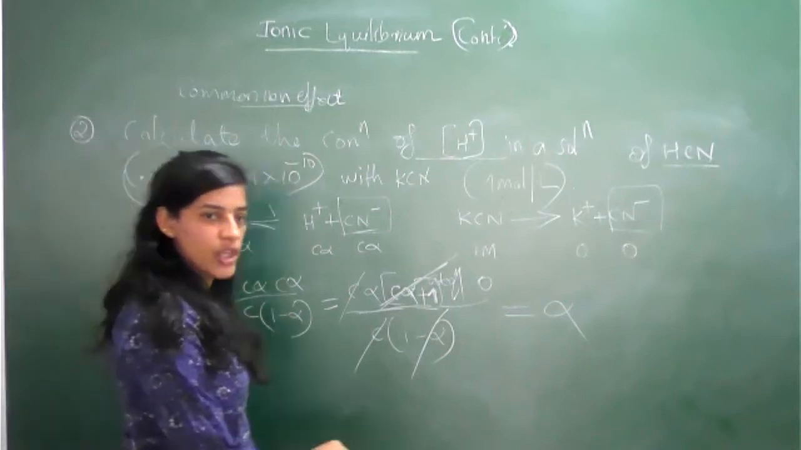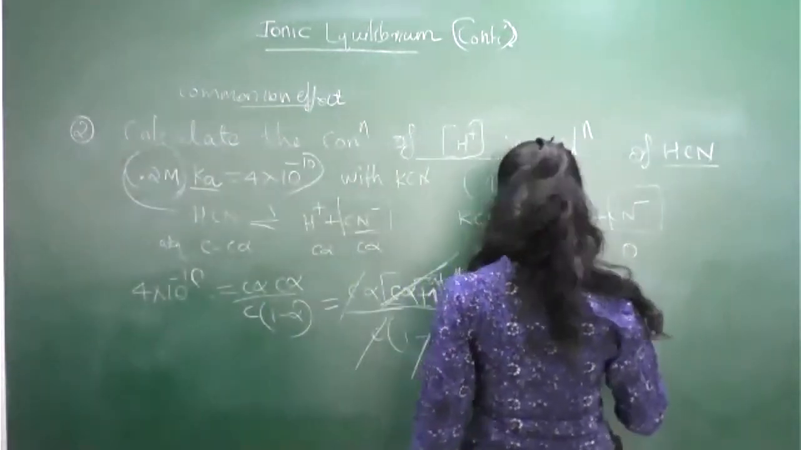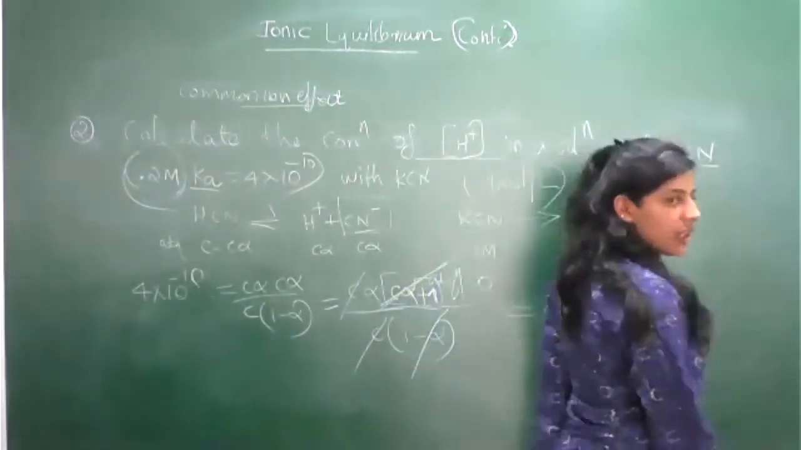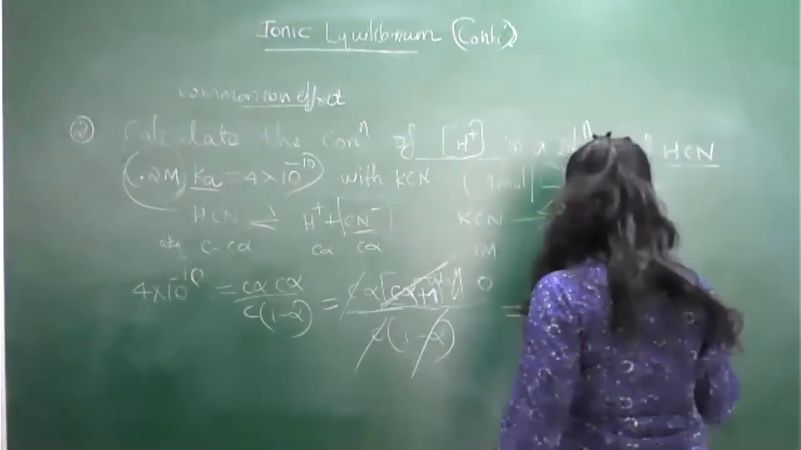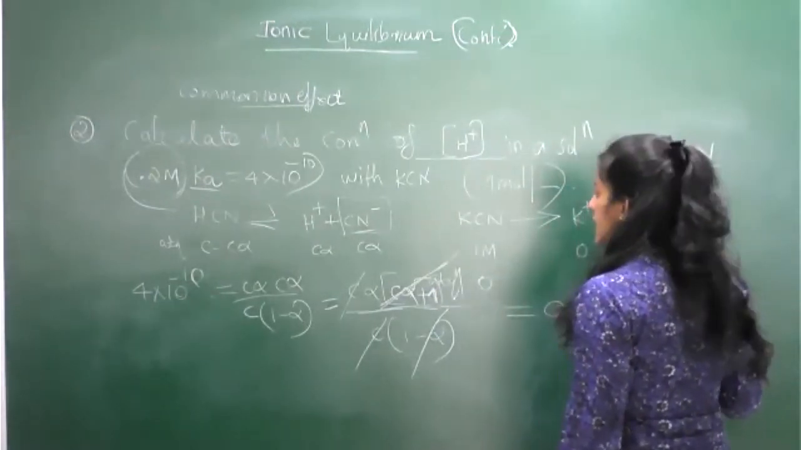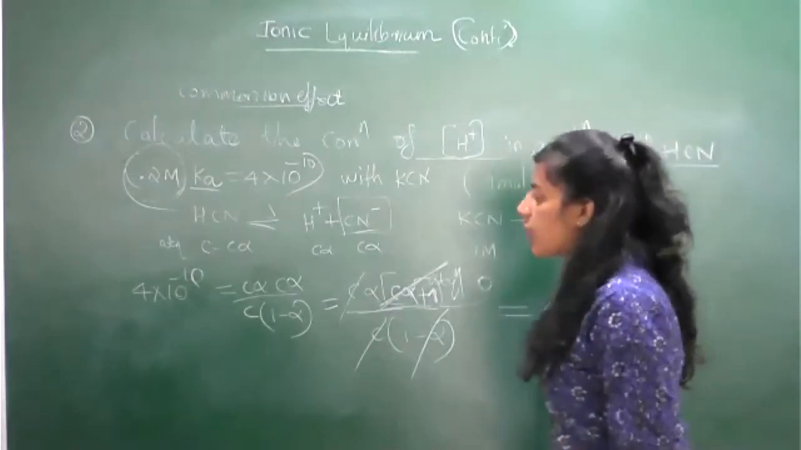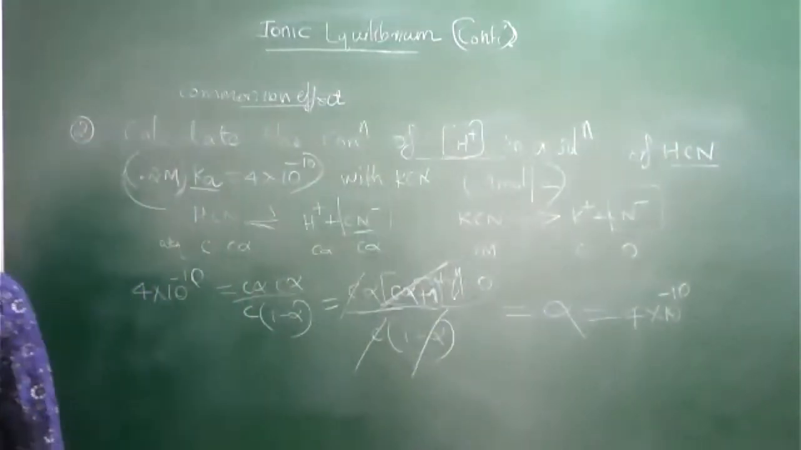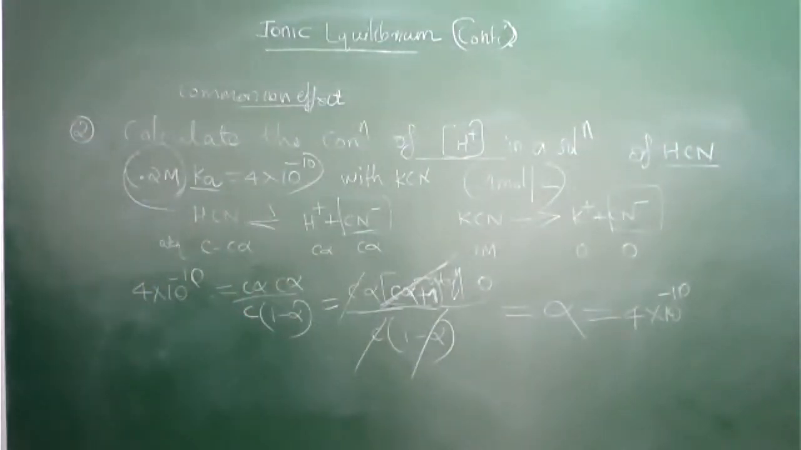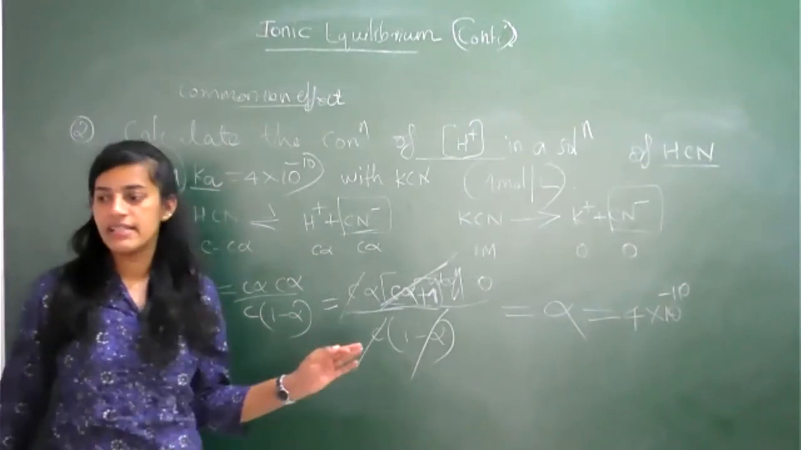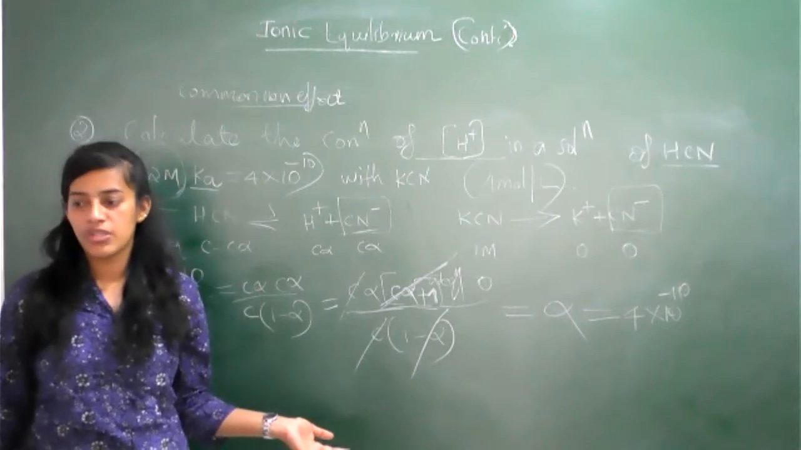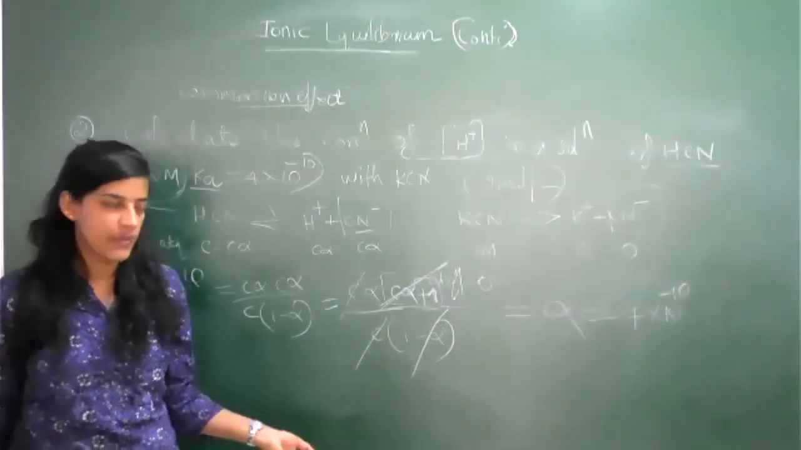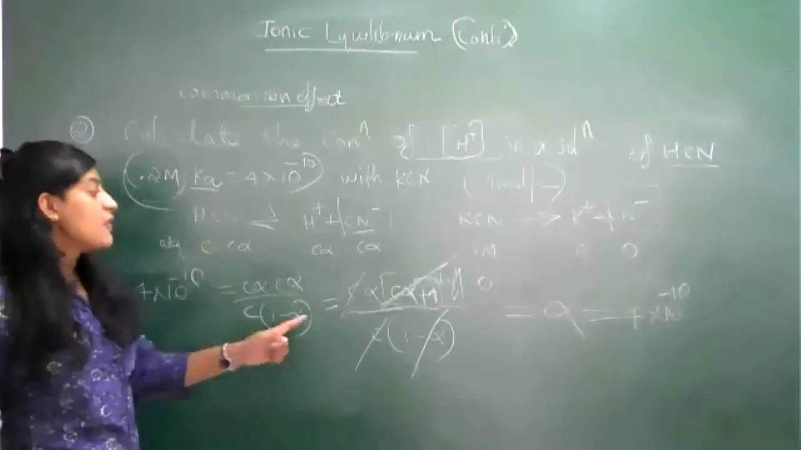So alpha is equal to, of course, 4 into 10 to the power minus 10. This is for the alpha value. Okay, this much. Why am I helping you? Because this is a new type of question. You don't have any idea about that. That's why. So keep it in your mind while checking.